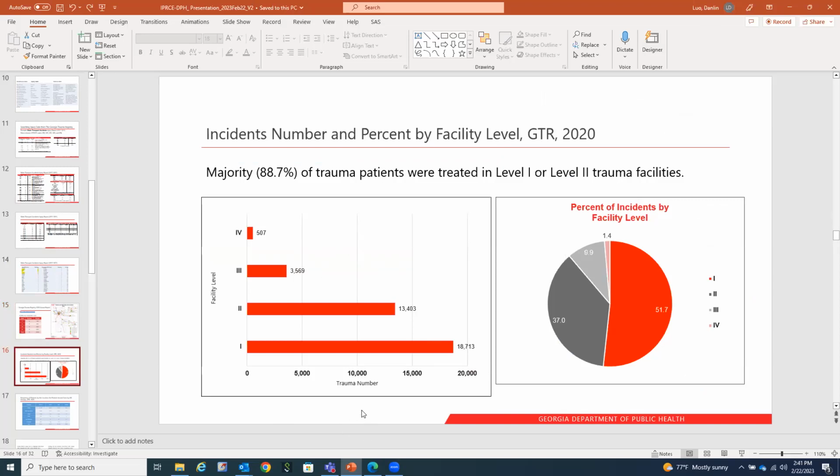This figure shows the incidence number and percent by facility level. The majority of the trauma patients were treated in level 1 and level 2 trauma centers. Level 1 is 51.7%, and level 2 is 37%.